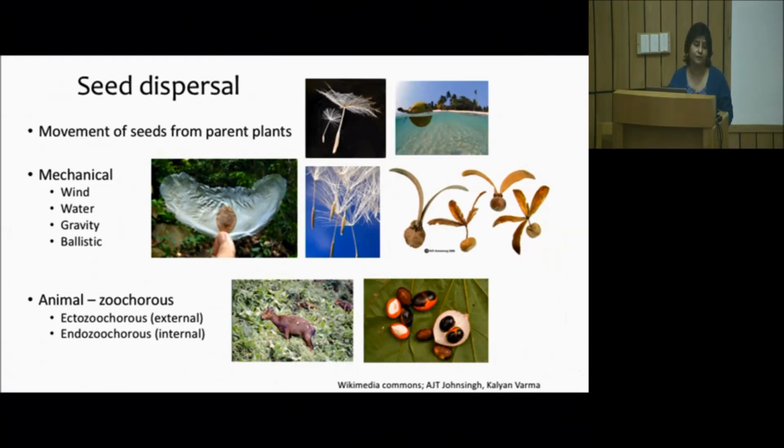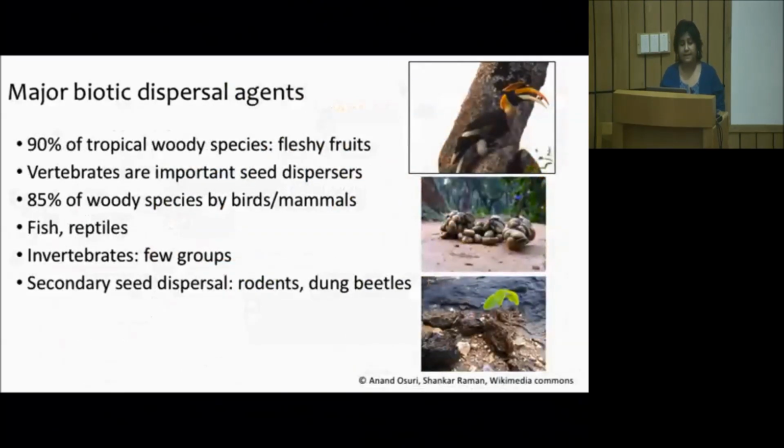Also the most important is endozoochory, or internal seed dispersal. That is basically when frugivores ingest the fruits and they either regurgitate or defecate the seeds out in different sites where they germinate. Especially in tropical forests, 90% of tropical woody species produce fleshy fruits, and vertebrates are among the most important seed dispersers, and almost 85% of woody species are dispersed mainly by birds and mammals.